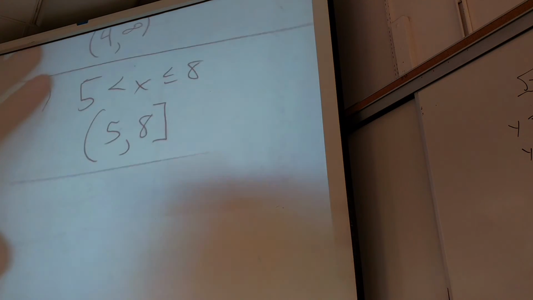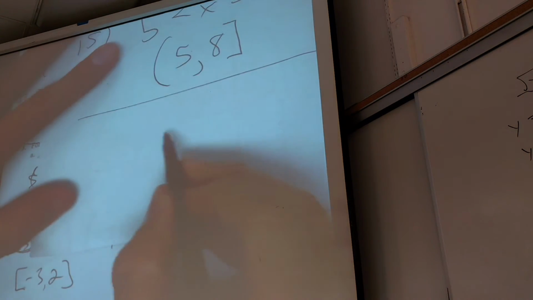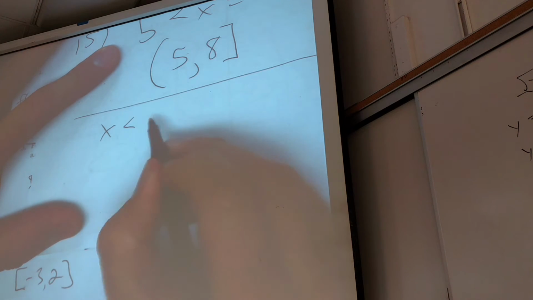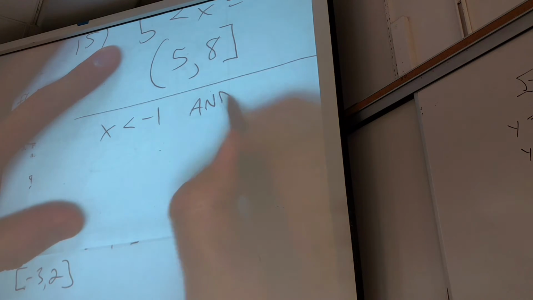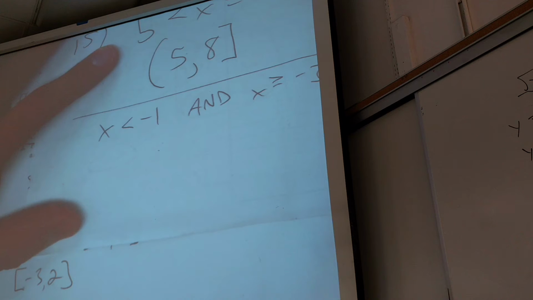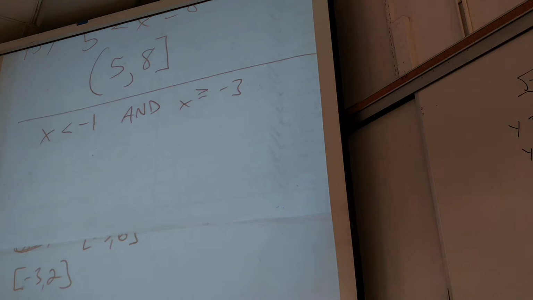So, for example, if I said x less than -1 and x greater than or equal to -3, see who can just go right to the answer. So x less than -1, that goes down forever, right? X greater than or equal to -3 starts at -3 and goes up forever. So what does both? What numbers do both? What's the smallest number I can use then?